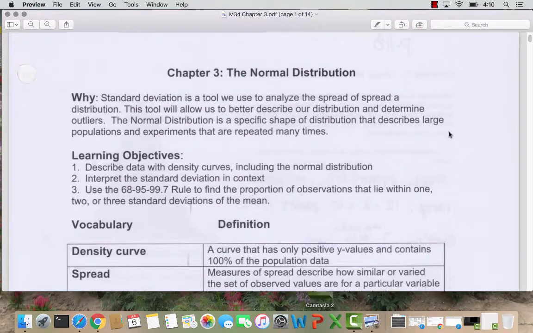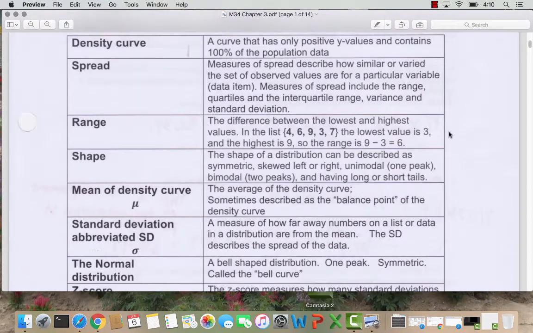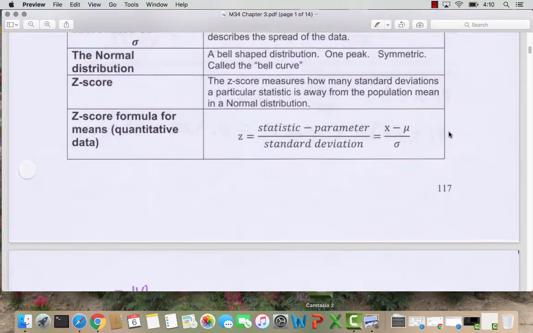So make sure you read through the why and our learning objectives for this activity and the vocabulary. I'll be referencing this vocabulary in the discussion.